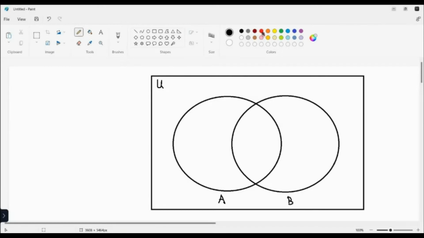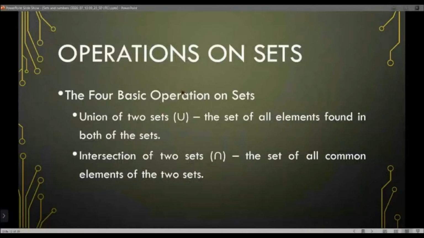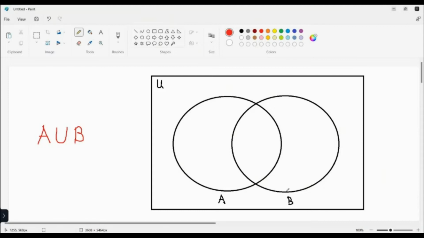So, first operation, we have the union of A and B. Union is denoted by the symbol ∪. Okay? Union of A and B. Now, based on our definition, the union of two sets is a set of all elements found in both A and B, or both sets. Specifically, in our case, both A and B. So all the elements found in A and in B, no?